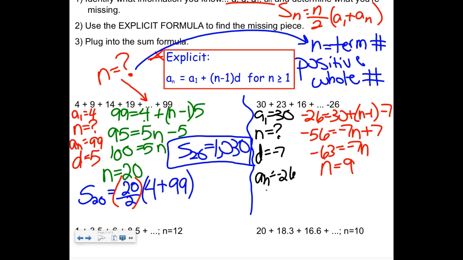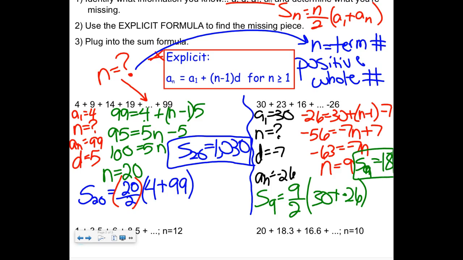it into our formula. So I'm going to say S9. We're going to say 9 divided by 2. We have our 30 plus negative 26. Watch out for that negative there. Again, you can plug the whole thing in, and I'm going to crunch the answer right in here. Sorry, guys. And I'm getting that our sum of 9 equals 18. The negatives made that number smaller. Okay. All right, so that's how to do the problem if you are missing your n.